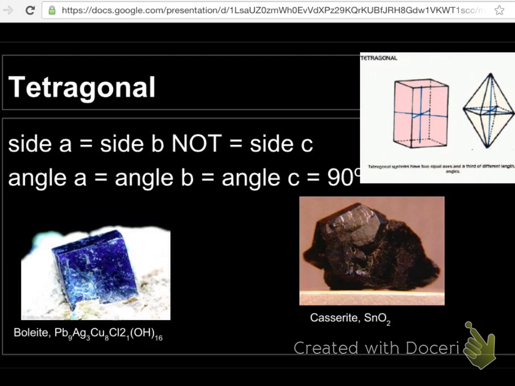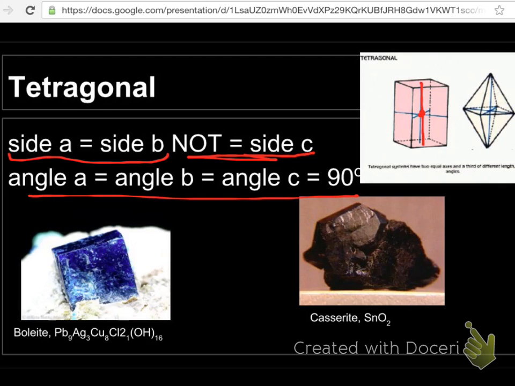Tetragonal, I'm never quite sure how to say it. So, two sides are equal, one side is not. So side A equals side B, but side C is different. So if you look at this, this would be one of your little lattice points, and that goes straight up and down. This is where I find it confusing.